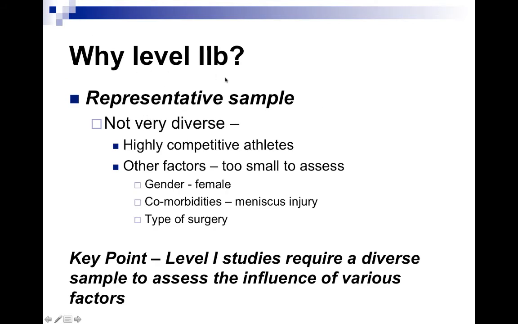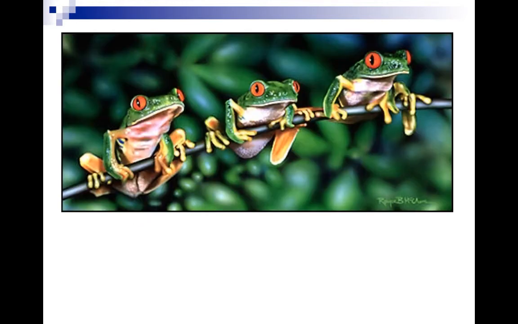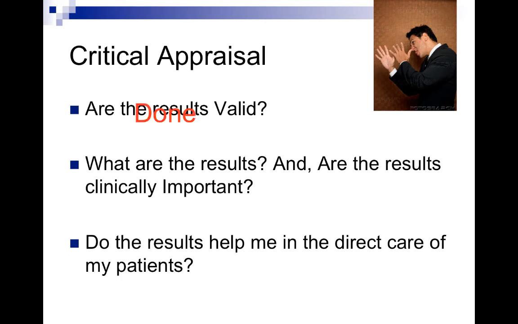And so why a level 2B? It's been fairly well represented here. The diversity represented in the disease is not fully expressed. And so things like the effect of gender, other comorbidities, and type of surgery are not taken into account. So level 1 studies require diverse samples so that we can effectively apply the results to patients with confidence that they take into account these subtle other factors that are also potentially modifying the prognostic prediction. Okay, so essentially we've answered the question of whether it's valid. It's a high-level study with some reservations.